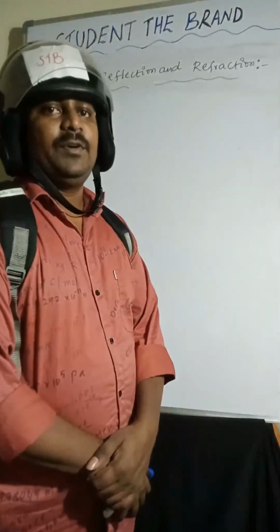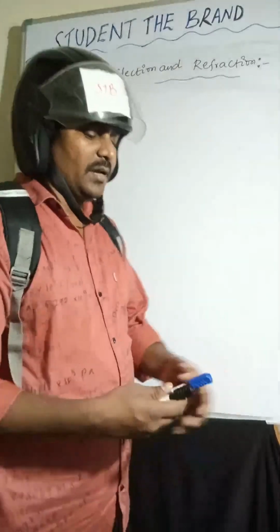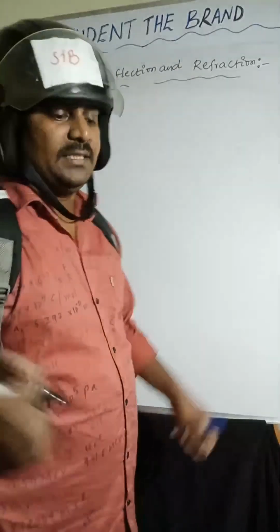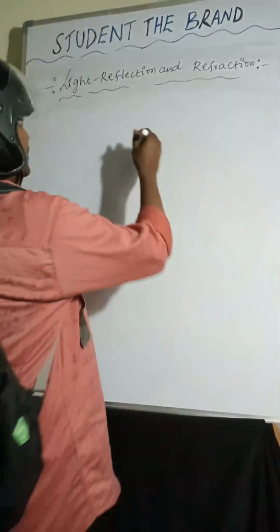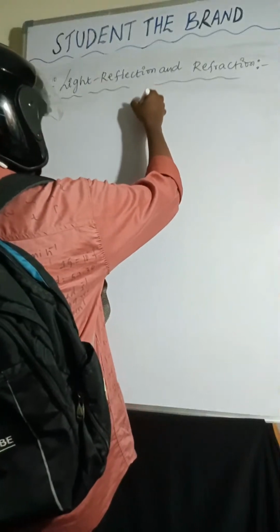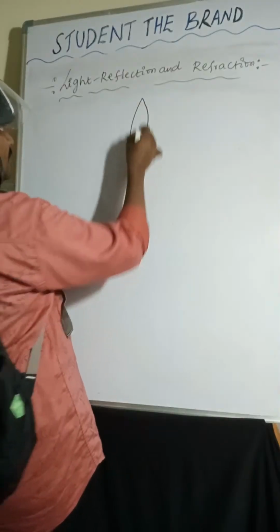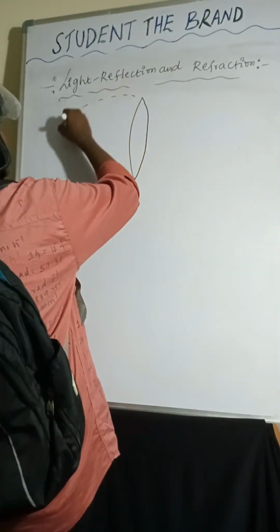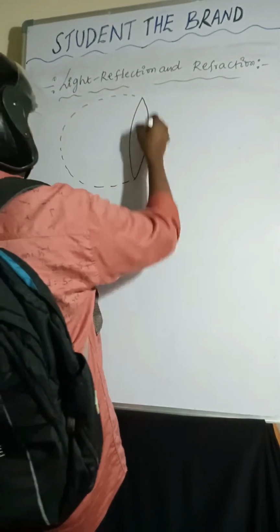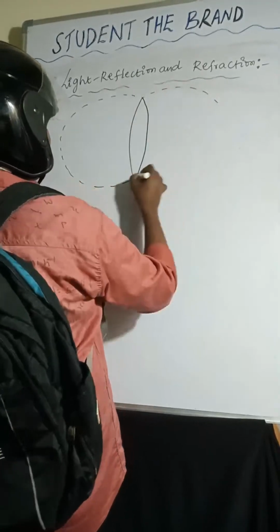Now we will discuss about lens. There are two types of lenses: convex lens and concave lens. The convex lens.